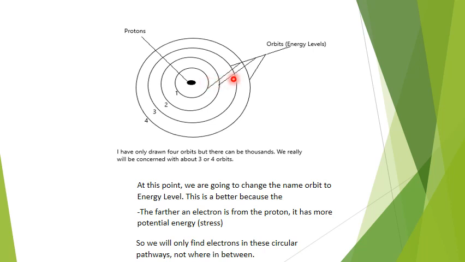So what we're going to do is call these levels energy levels. So instead of calling them orbit 1, orbit 2, we're going to call them energy level 1, energy level 2, energy level 3, and energy level 4. And we'll get to this in a little bit, we're not even going to describe this thing as a solar system in a little bit, but it's a good place to start.